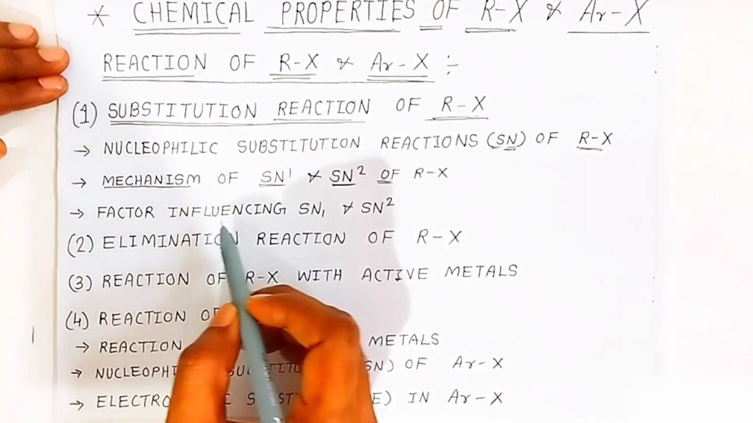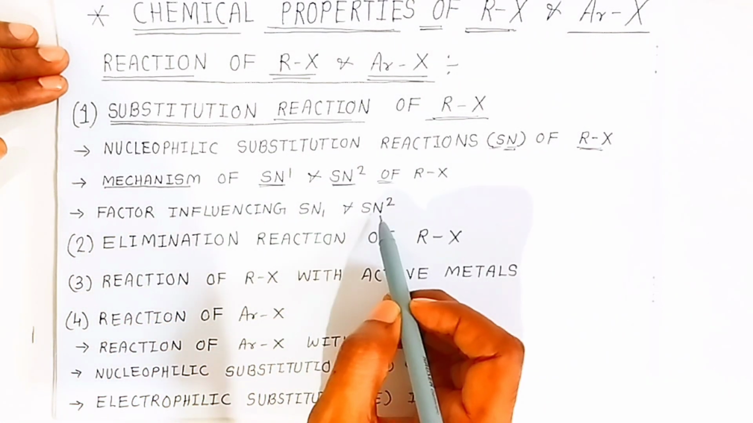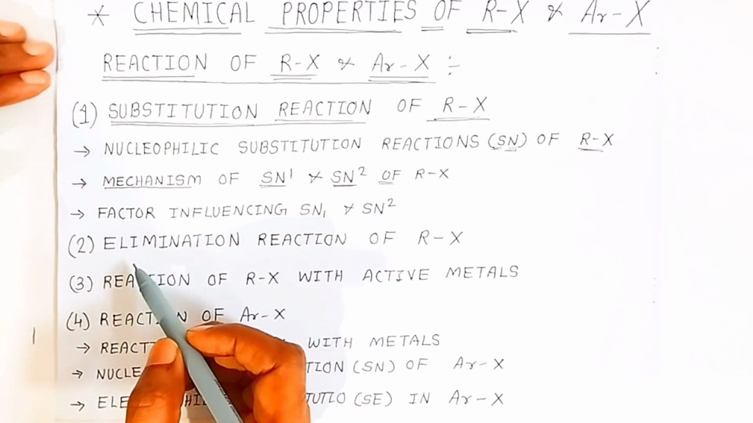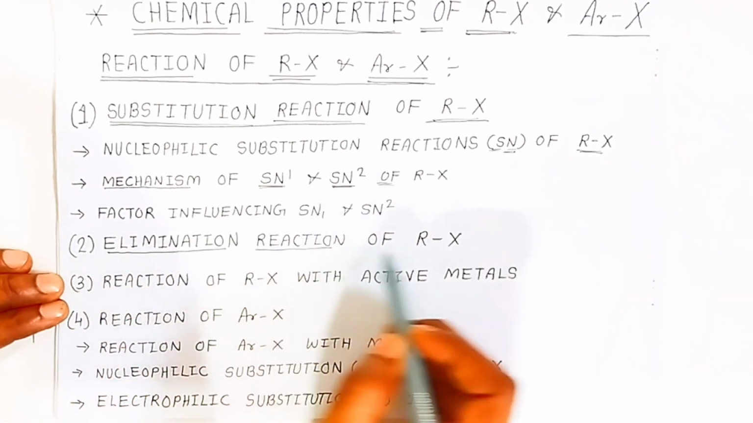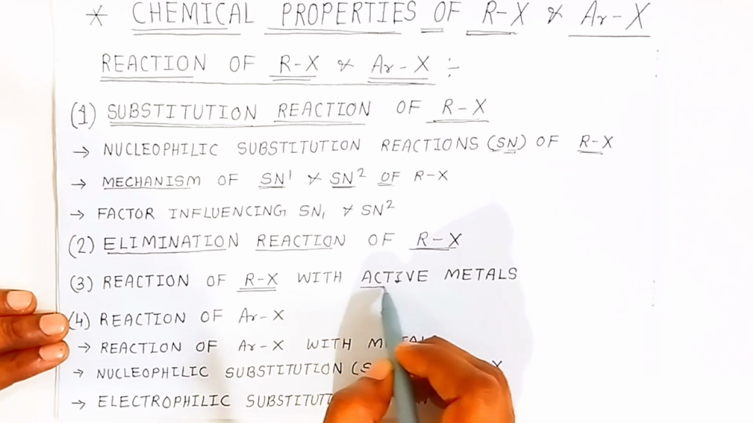Now we will see the factors influencing SN1 and SN2. Which are the factors which affect the SN1 SN2 mechanism, that we are going to see. So students, substitution reaction consists of all these three. Now after that students, the major reaction of alkyl halide we are going to see, that is elimination reaction of alkyl halide. Then after that students, we are going to see the reaction of alkyl halide with active metals.